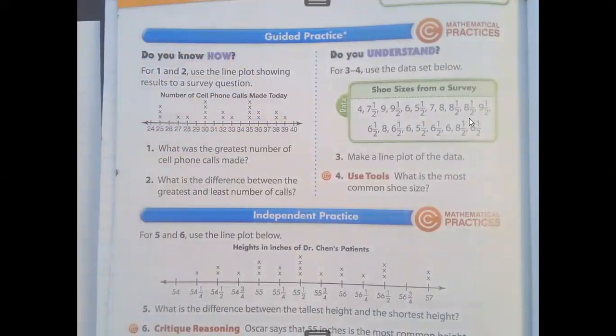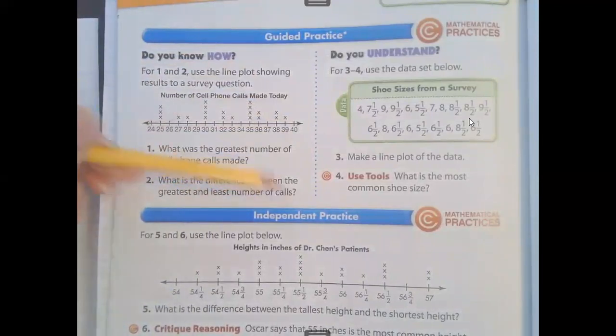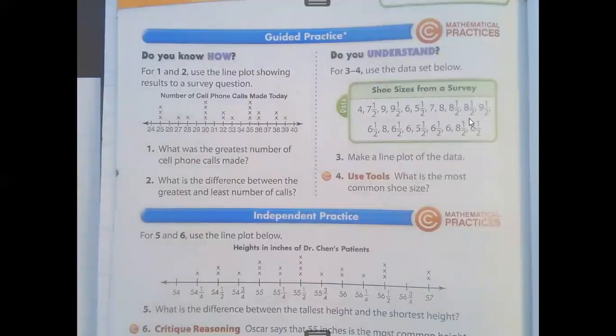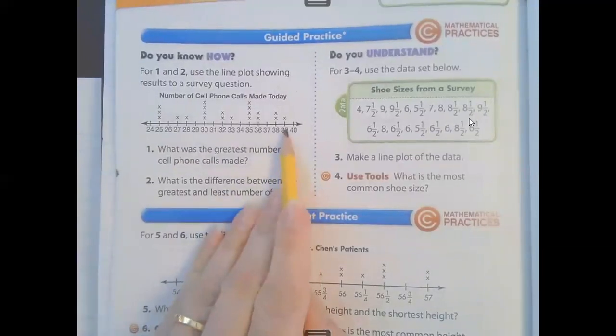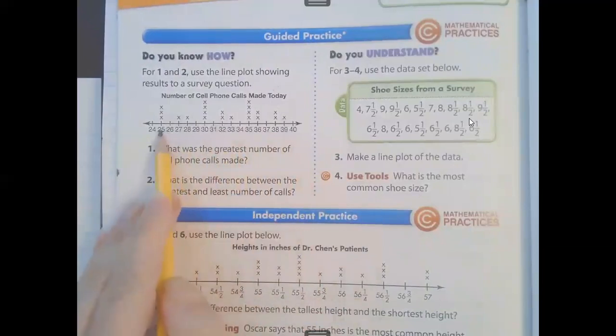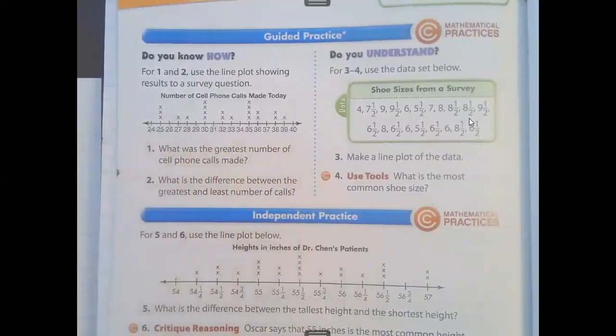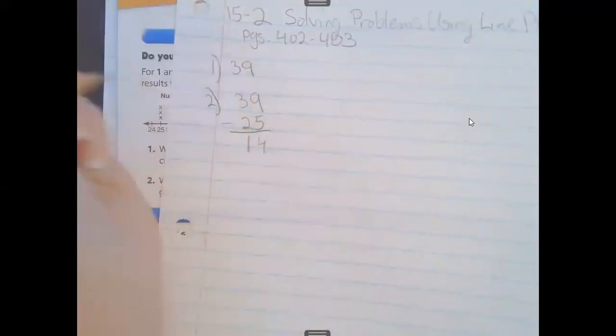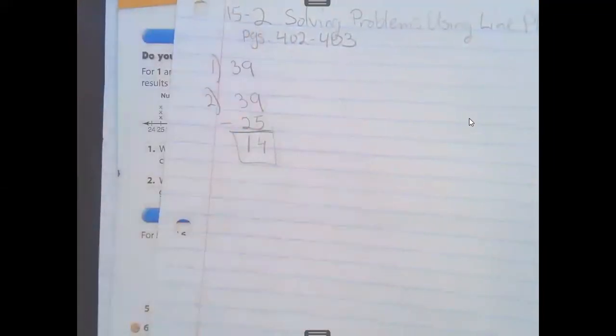The second problem asks us, what is the difference between the greatest and least number of calls? So I'm going to take that 39 and then I'm going to look and see way down here that the least number of calls was 25. So I'm going to take 25 and 39 and I'm going to subtract them to find the difference. And then the answer would be 14.